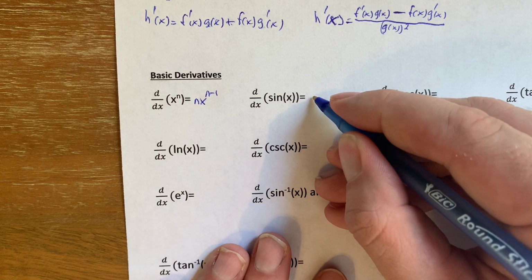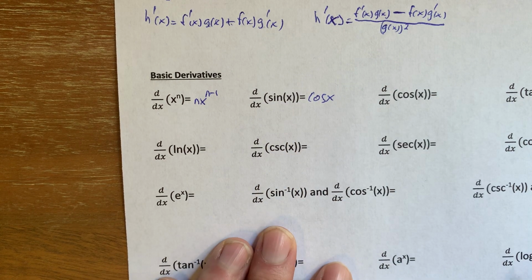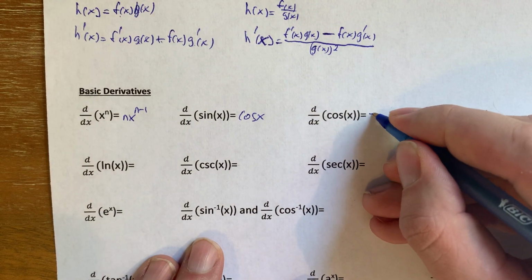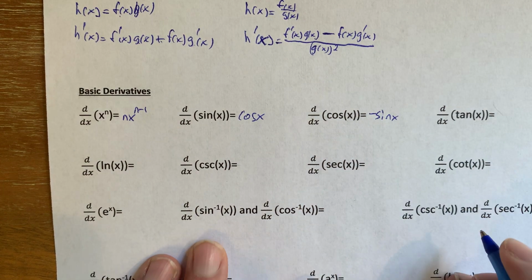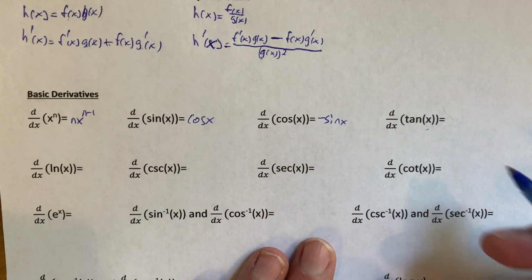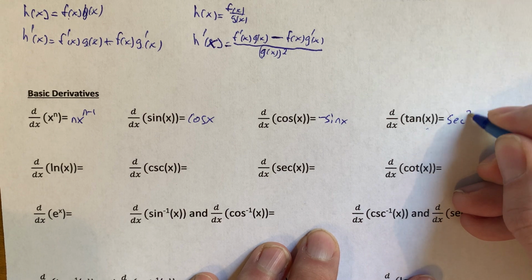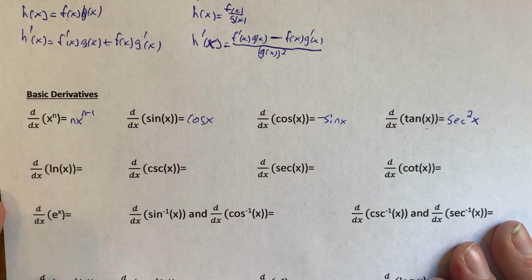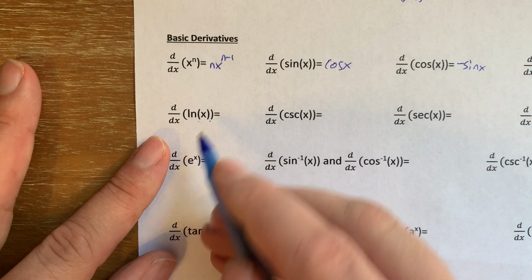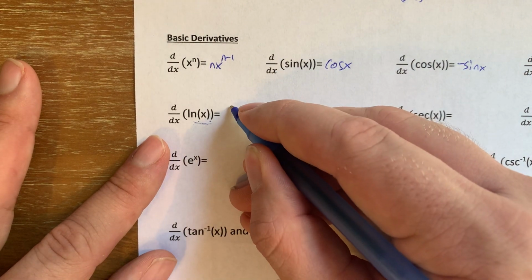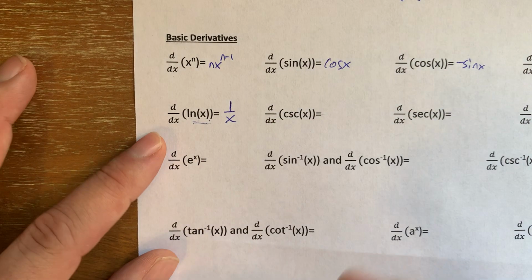What about the derivative of sine of x? It's cosine of x. The derivative of cosine of x is negative sine of x. This is a new one from today. The derivative of tangent of x is secant squared of x. The derivative of natural log of x, we talked about this briefly. The derivative of natural log of x is 1 over x.